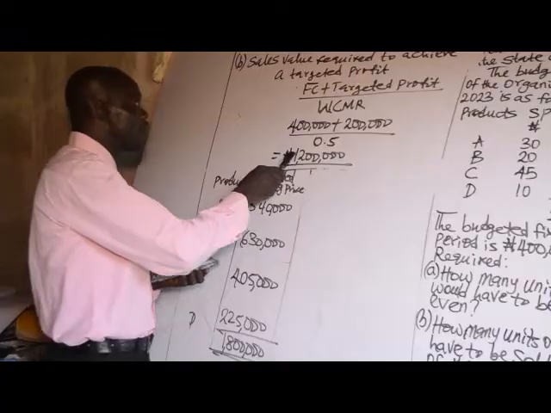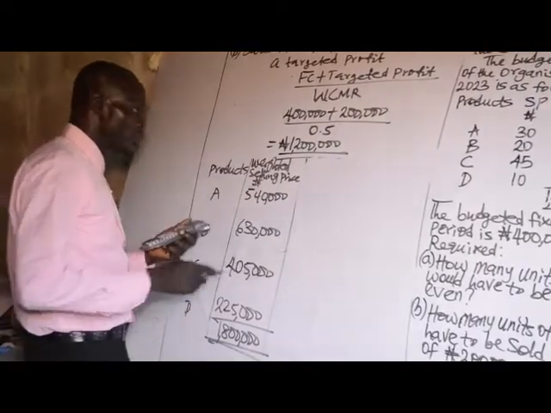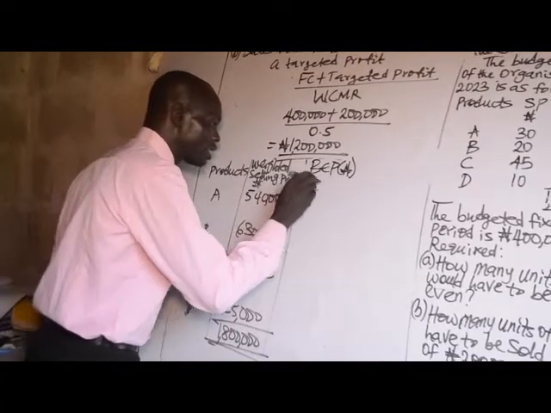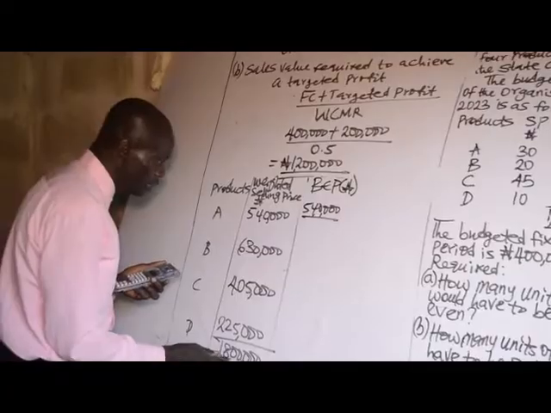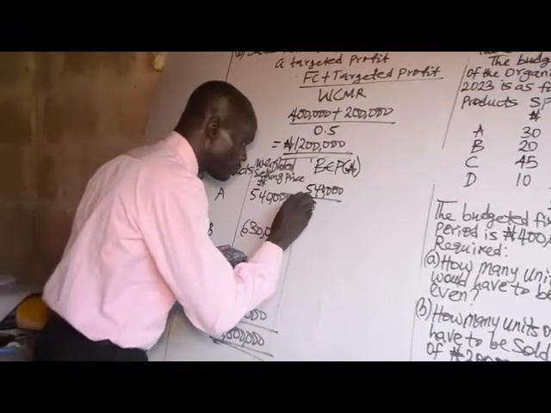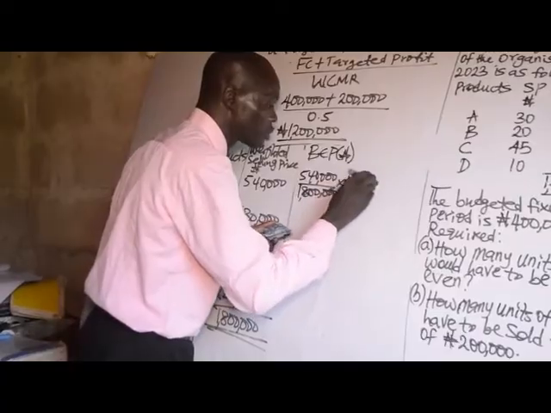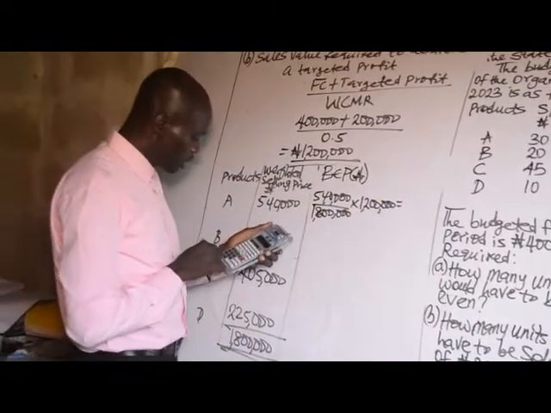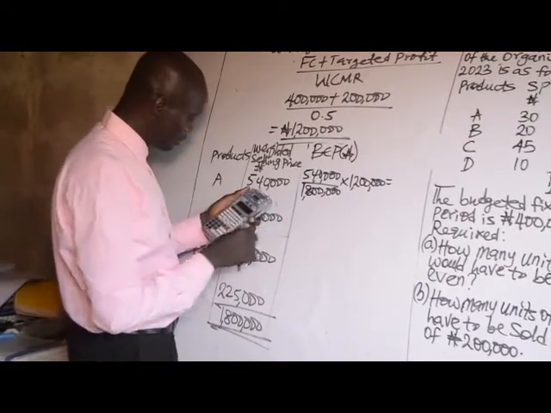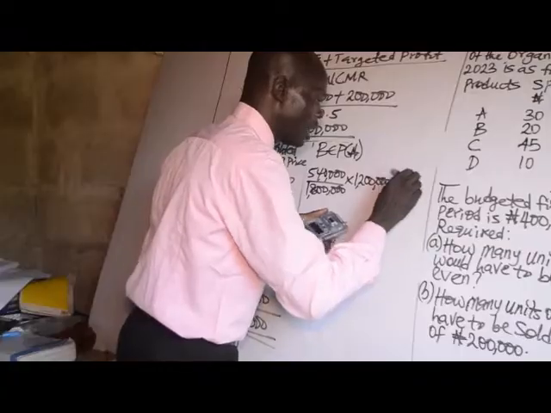Now, we apportion the overall sales value required to achieve a targeted profit, 1.2 million, by the sales revenue. Product A, we have 540,000 out of the total of 1.8 million. So the weighted sales value for product A is 540,000 over 1.8 million times the overall sales value of 1.2 million. Then you have 1.2 million divided by 1.8 million times 540,000. You have 360,000 naira for product A.